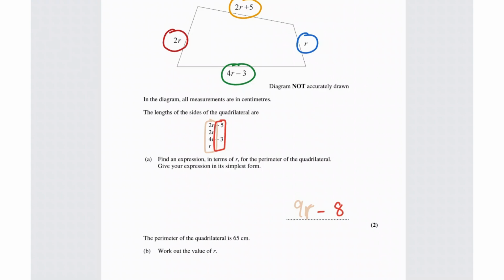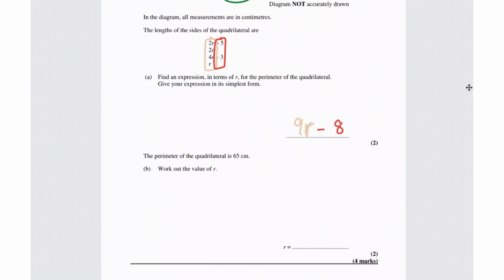We're then told the perimeter of the quadrilateral is 65. So again, we're just going to form an equation and solve it. So we're just going to say our 9r minus 8 is equal to that 65. This 65 came from here, and I wrote 64, so that should say 65.